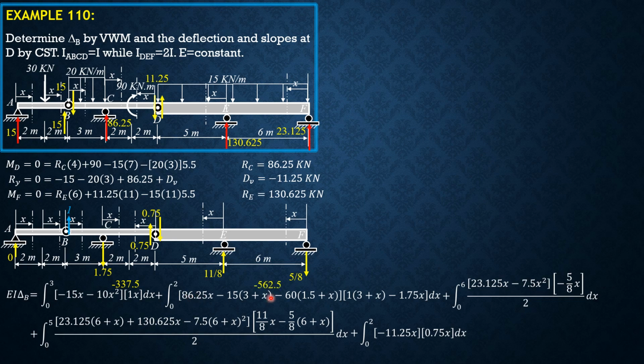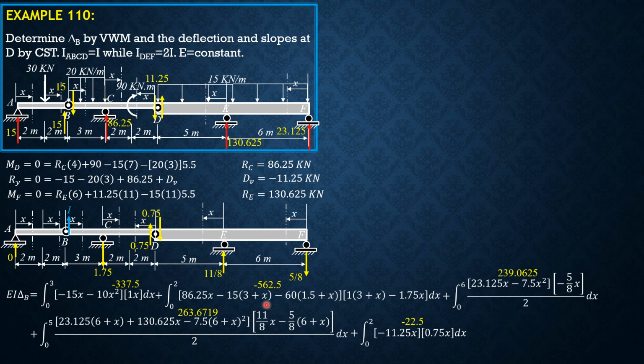For the second term, this is negative 562.5. Then this one, 239.0625. The value of the integral here, 260.6719. I want you to verify this by pausing the video and trying to evaluate this. Then finally this one, negative 22.5.